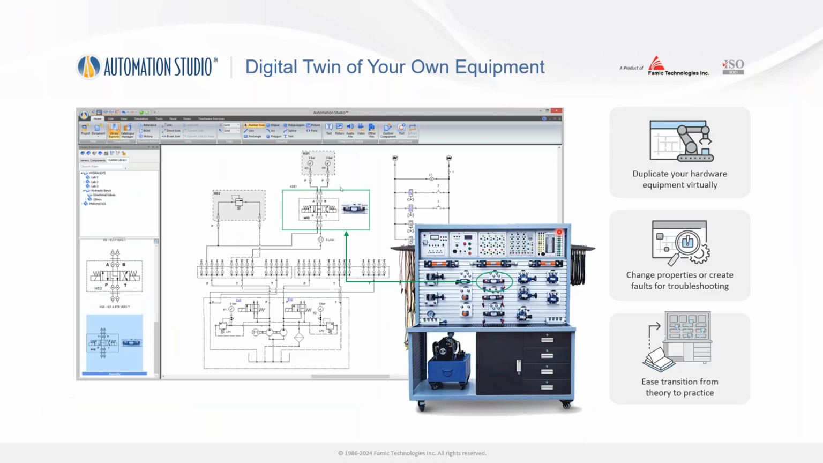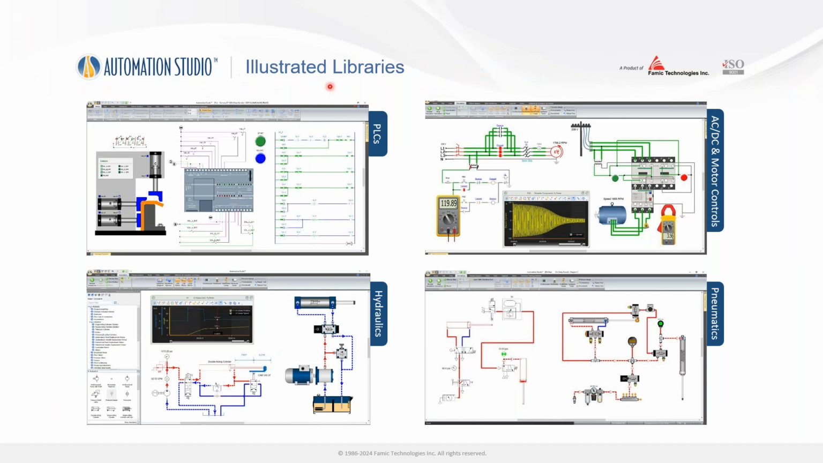You can also create a digital twin of your own equipment. Earlier during the presentation, I told you that you can link an Automation Studio circuit with the trainer kit. You might be using such a trainer kit in your labs. For example, you are using an electro-hydraulic trainer kit. You can create such a circuit in your Automation Studio and link it with the OPC server client. In this way, you can create the digital twin of your own hardware kit.